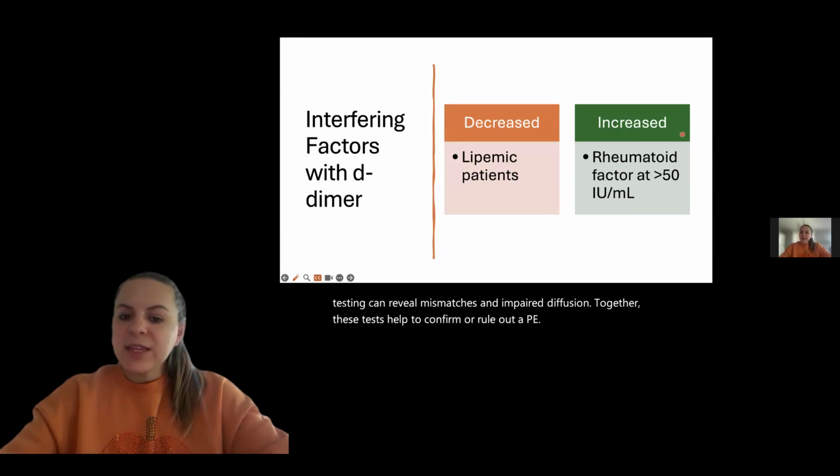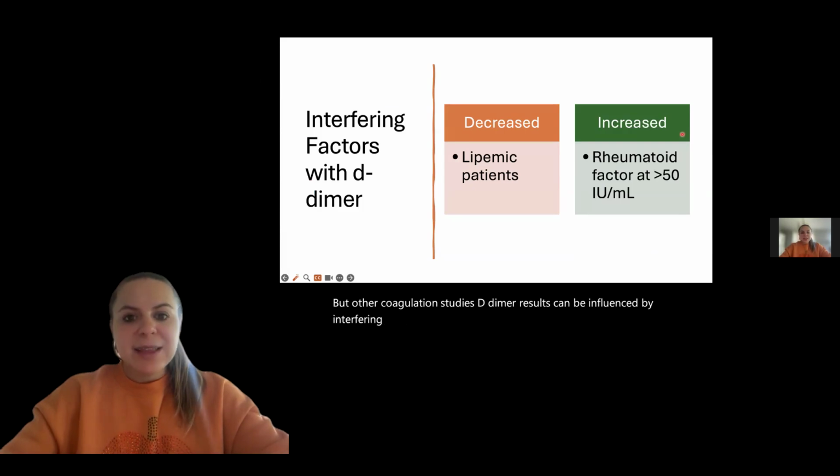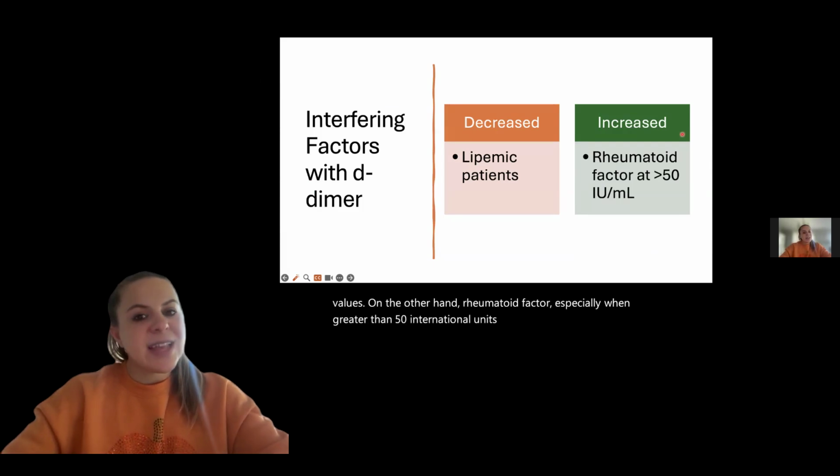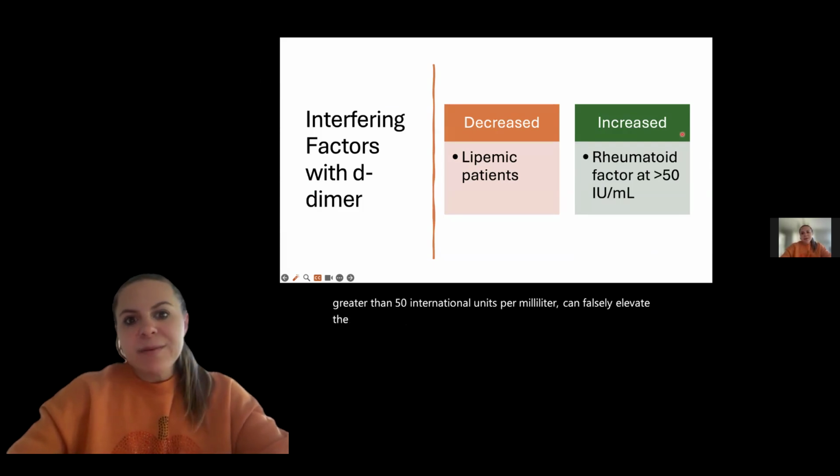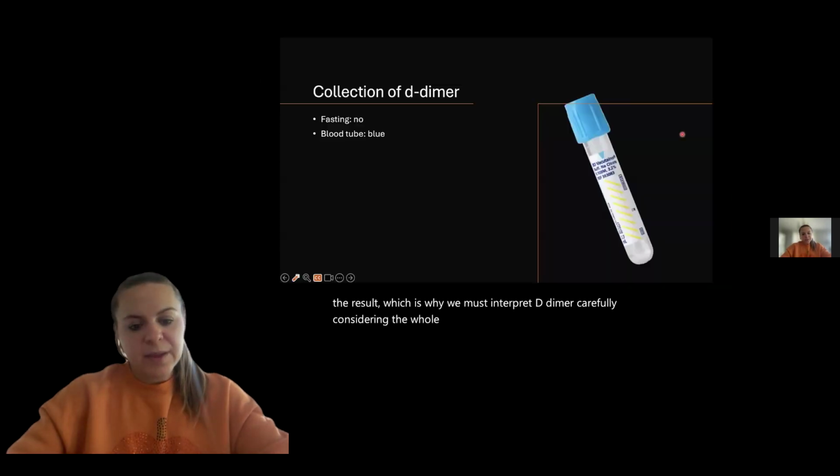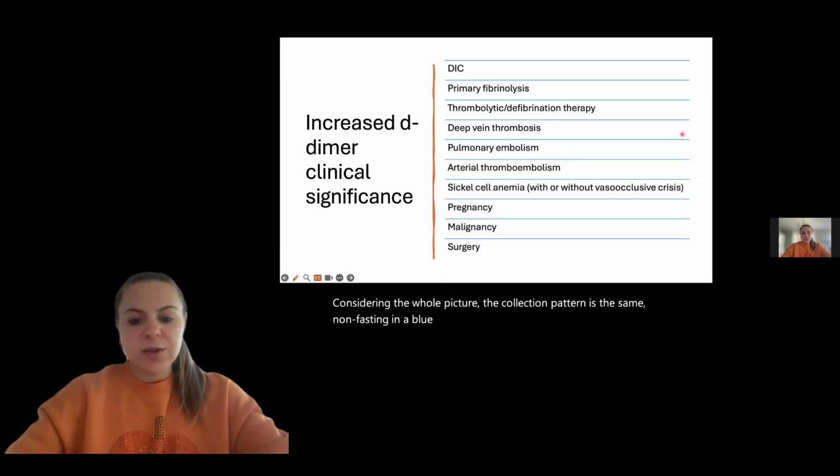But like other coagulation studies, D-dimer results can be influenced by interfering factors. Lipemic samples may falsely lower D-dimer values. On the other hand, rheumatoid factor, especially when greater than 50 international units per milliliter, can falsely elevate the result, which is why we must interpret D-dimer carefully, considering the whole picture. The collection pattern is the same, non-fasting in a blue top citrate tube.